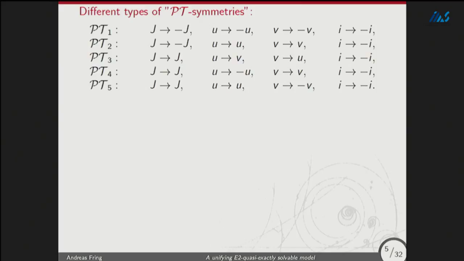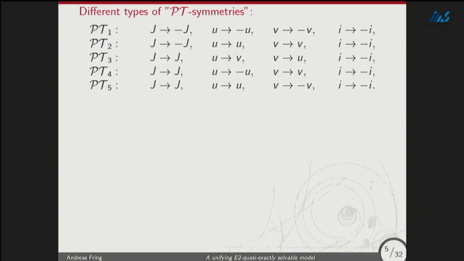I will pick later on this one here, PT3, where you actually permute. I just send J to J, and I'm permuting the U and the V. And of course, I goes always to minus I. So all these symmetries leave your algebra invariant, and they are antilinear because of this. And that's all you need. So I got some complaints that this should not be called PT anymore, but I think that's the natural setting. I mean, they're antilinear symmetries, and they're all in this context. We like to call them PT.